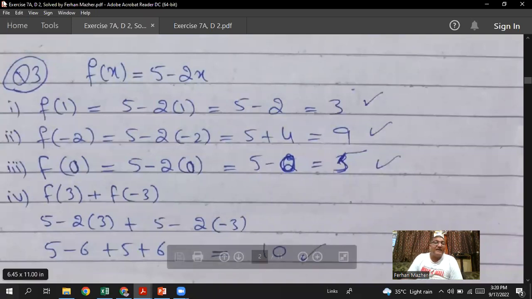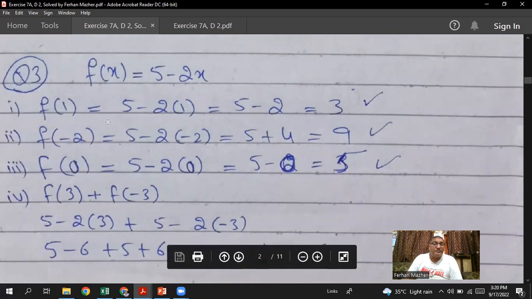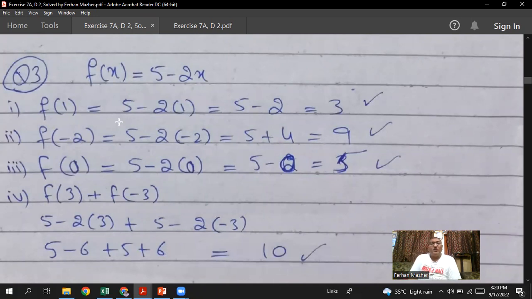The next part they ask us is find f of minus 2, which means in the place of x, I will substitute minus 2. So you will have 5 minus 2, bracket start, minus 2, bracket close, and that will be 5 plus 4, and that will be 9. Then they ask the third part, f of 0. F of 0 means that in the function, wherever is the x, I will substitute it with 0. So you will have 5 minus 2 into 0, and that will be equal to 5 minus 0, and that will be 5.